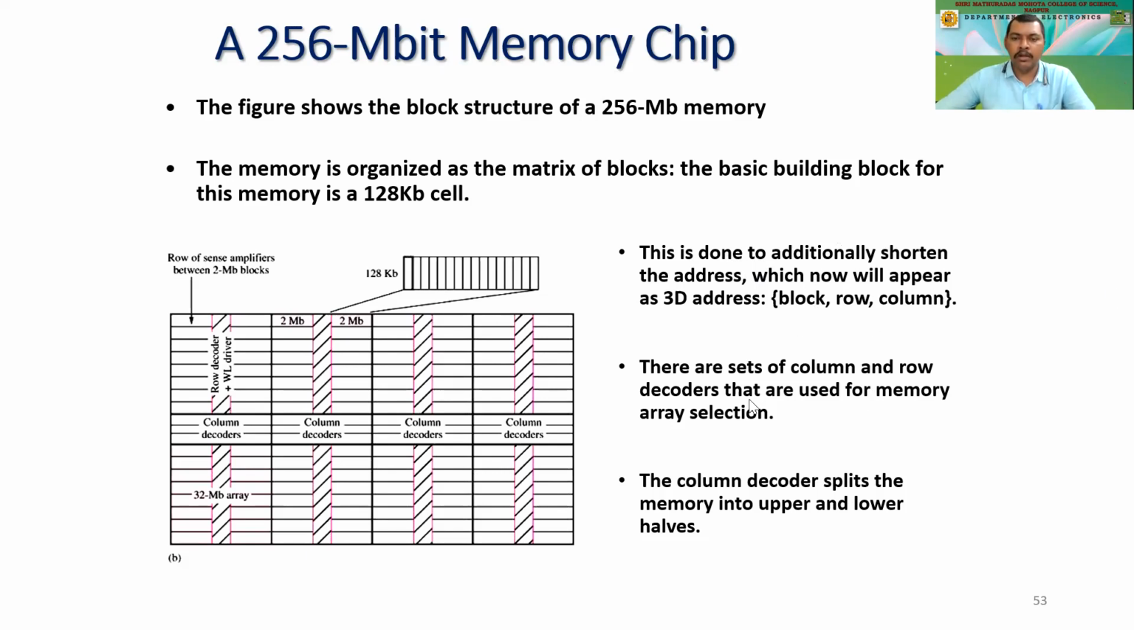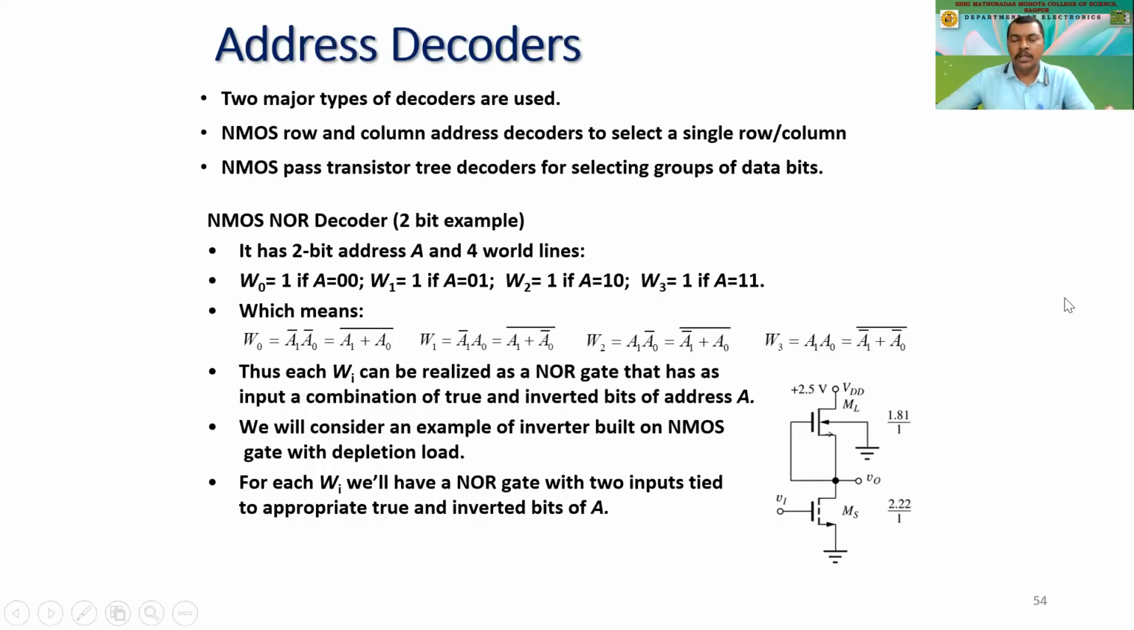There are sets of column and row decoders that are used for memory array selection, and the column decoder splits the memory into upper and lower half. So this is how the memory is being located inside it. But the basic of it is the memory cells, right? So the particular memory cell is a 1T cell. Address decoders, this is how, I guess we are not concerned with this. This is not in our syllabus, but we can see this.